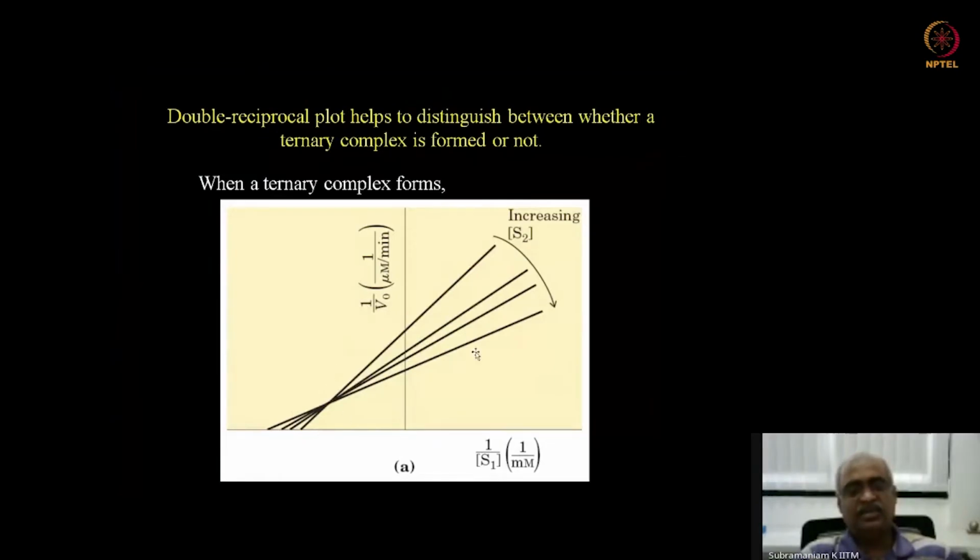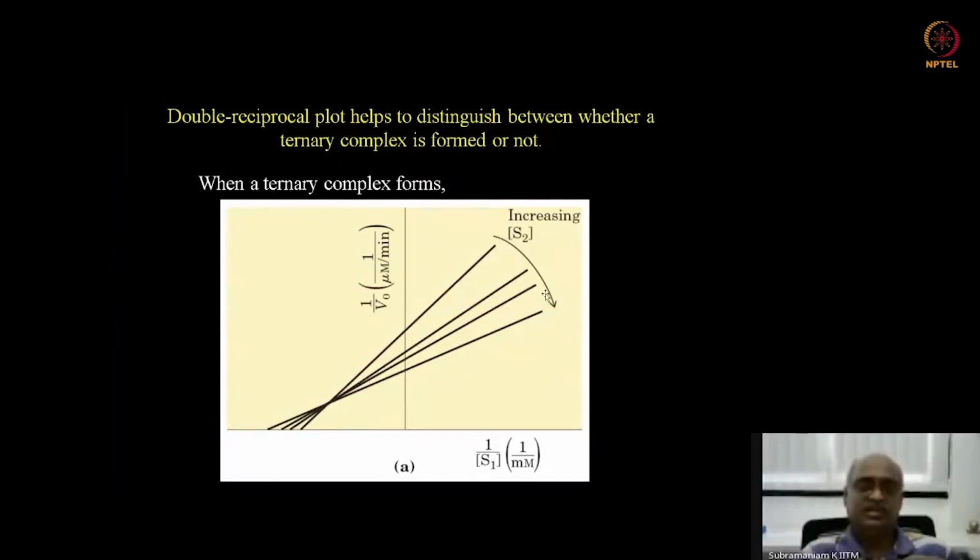The additional lines are because we have increased the substrate 2 concentration. So you take one particular concentration of substrate 2 and then vary substrate 1 and then you have one line. Then you increase the substrate 2 concentration, then you have the second one. Okay, and so on. So each of these lines corresponds to one particular concentration of the substrate. In this particular direction, the substrate 2 concentration has been increased.